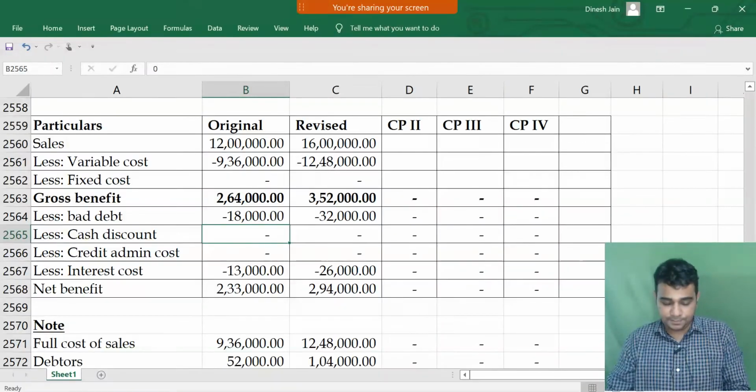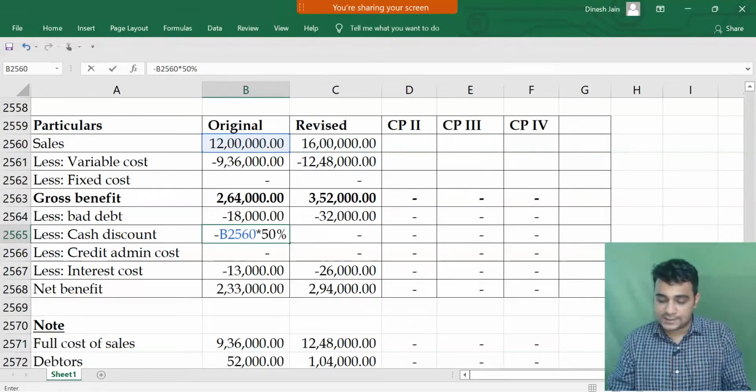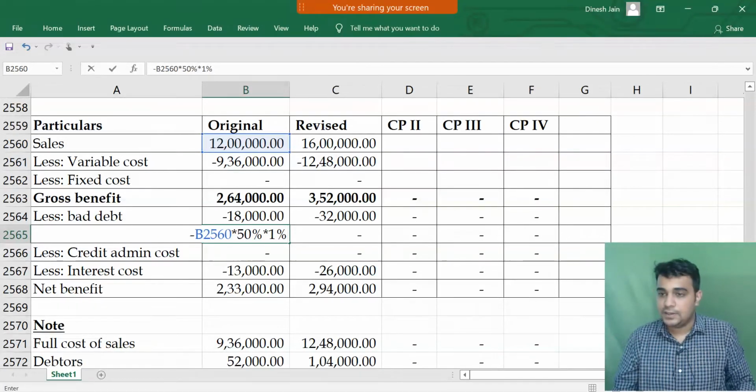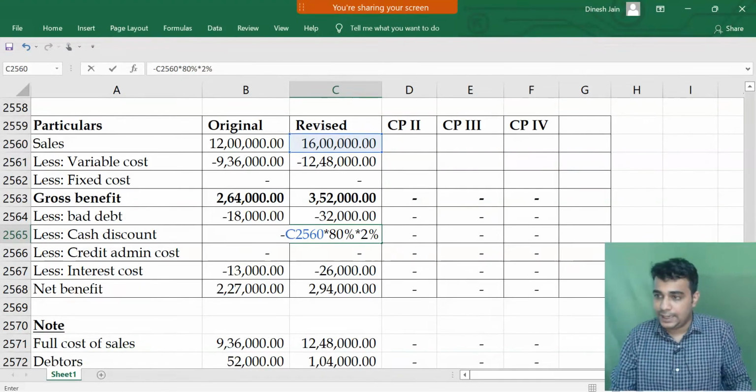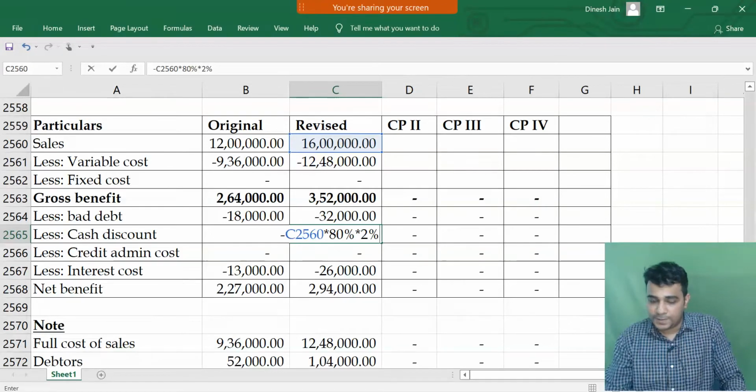So this is sales. 50% of people take the discount, and the discount is 1%. 80% of people take the discount, and the discount is 2%.